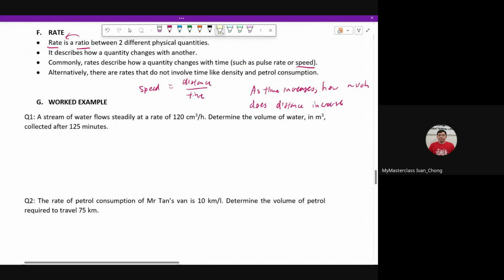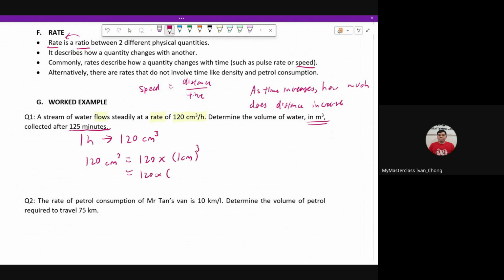Okay. So let's take a look at this question itself. You have a flow rate of 120 cm cube per hour. So what does that mean? 120 cm cube takes 1 hour. Or you can write it the other way around: 1 hour means this. Now the question is asking you in meter cube. What is 125 minutes? So the first thing we can do is change the 120 cm cube to meter cube first. 120 times 1 cm cube, so 120 times 1 times 10 to the power minus 2, cubed.